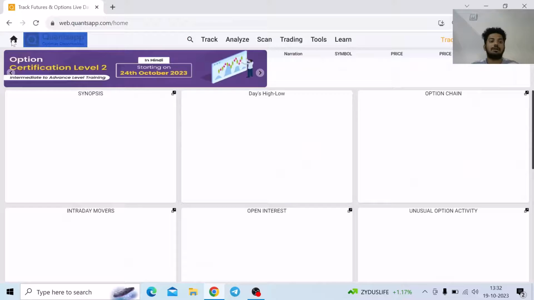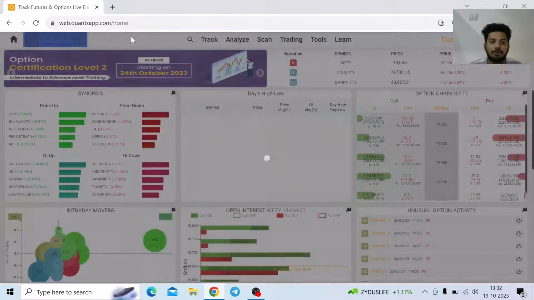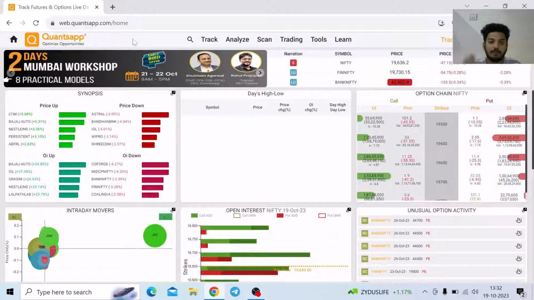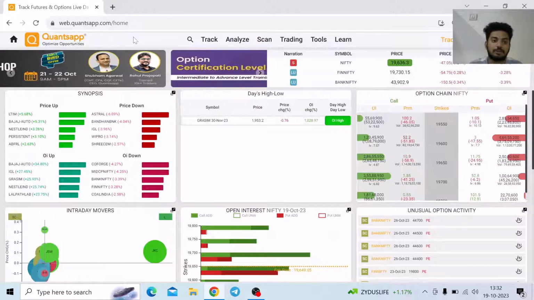So simple, actionable. Before any major event, I will prefer buying options. If I'm bullish, I'll buy a call. If I'm bearish, I will buy a put. That is the first thing. Before any major event, I'll prefer buying options.